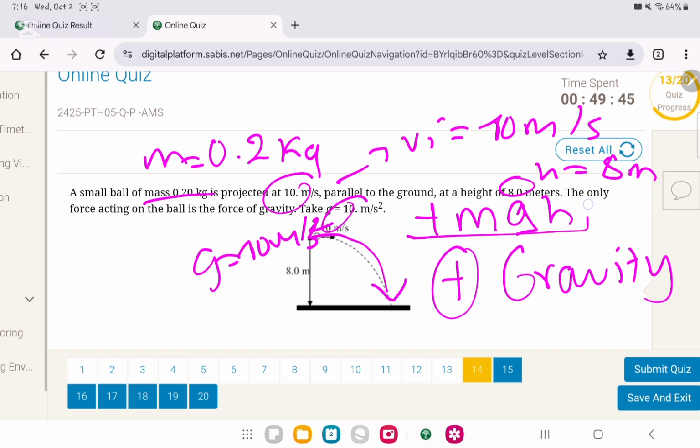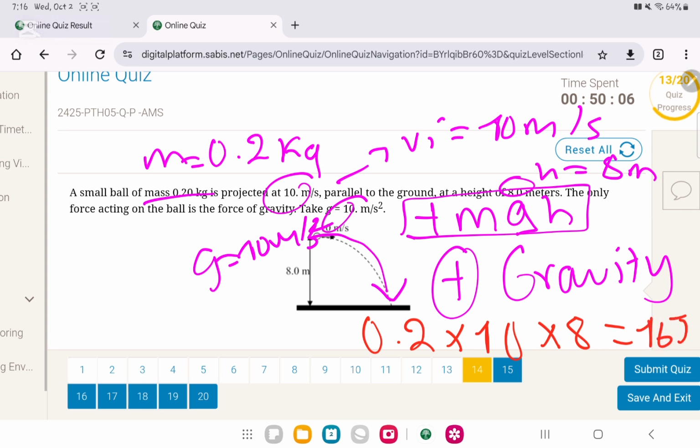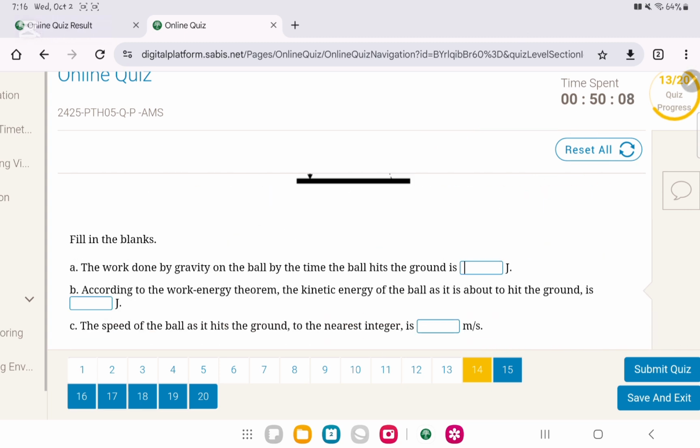Now, if we're going to find the work, we need m, g, and h. So, which one is m? It's 0.2. So 0.2 times the g, which is 10, times the h, which is 8. So we're going to do it on the calculator. 0.2 times 10 times 8, we are going to get 16 joules. So the work done by gravity on the ball by the time the ball hits the ground is 16 joules.